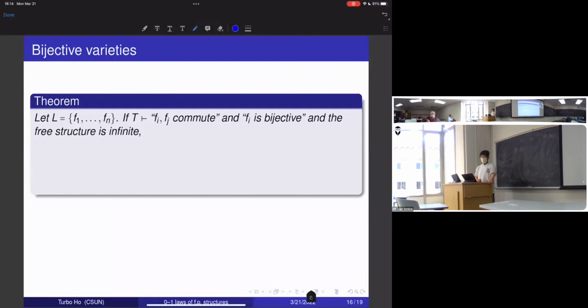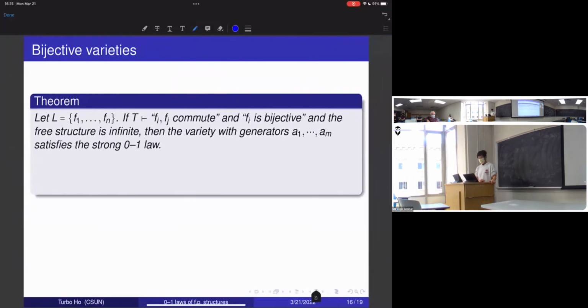If you have F1 to Fn, you do not exactly need to name the inverse. All you need is for the theory to prove that they're bijective. You also need the theory to prove they're commutative, and the free structure is infinite. Then you can actually get the strong 0-1 law. So on any number of generators, but one identity.